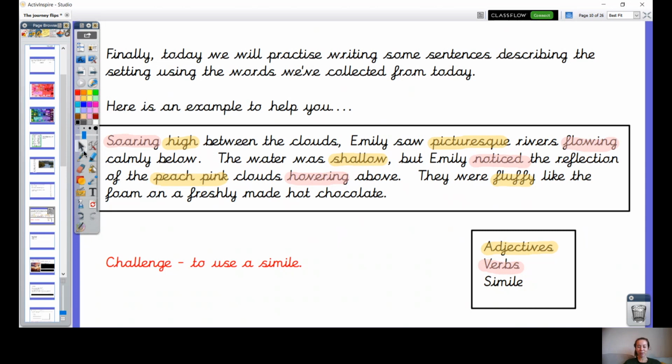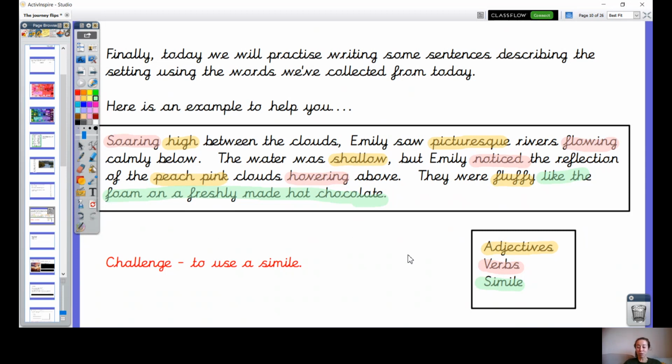And the last one, can you have a look for the simile that I used? I had a go at using a simile. Pause the video, can you spot it? Yeah, here we go. They were fluffy like the foam on a freshly made hot chocolate. I had a really good think and I thought, what do I know that's really fluffy sometimes? And I thought of candy floss. I thought, oh, should I write fluffy like candy floss? But I've heard that simile a lot of times. I thought I'd try and think of something quite different. And I thought, oh, freshly made hot chocolate's quite fluffy on top, isn't it? And it reminded me of that.